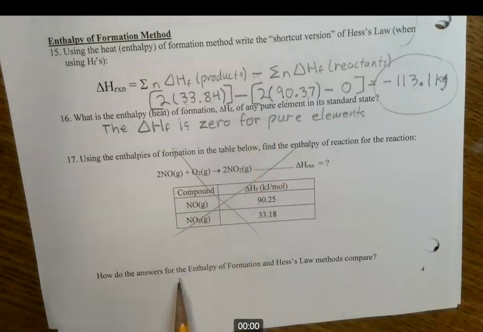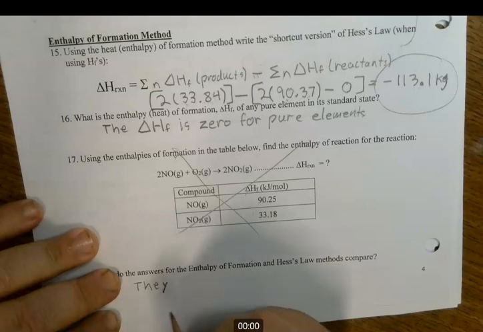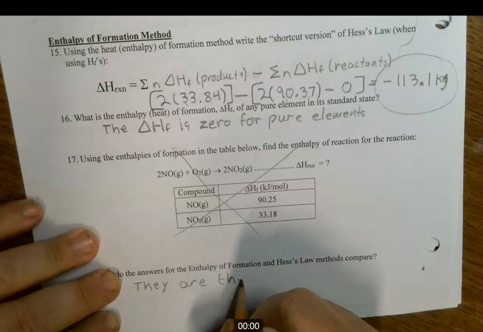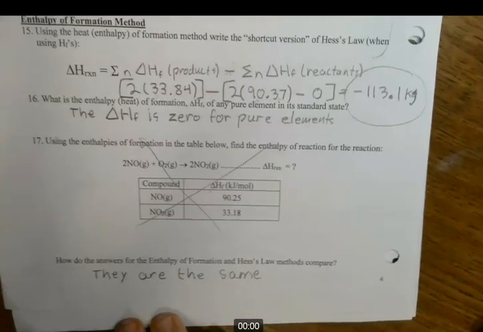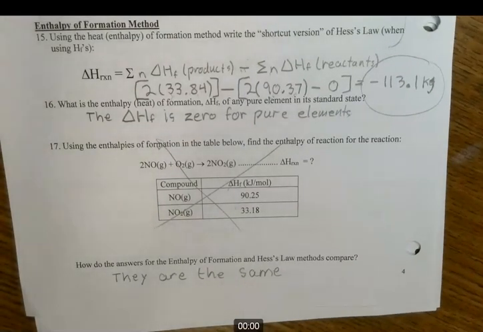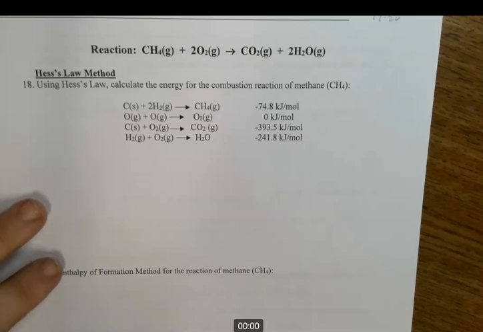So how do the answers for the enthalpy of formation and Hess's law compare? They are the same, if we neglect that rounding error. They should be the same. You're figuring out the same thing: how much heat is going into or out of that chemical reaction. That's the purpose of both of these. That's the purpose of calorimetry as well. Do another combination of the Hess's method and enthalpy of formation method and see how they compare.